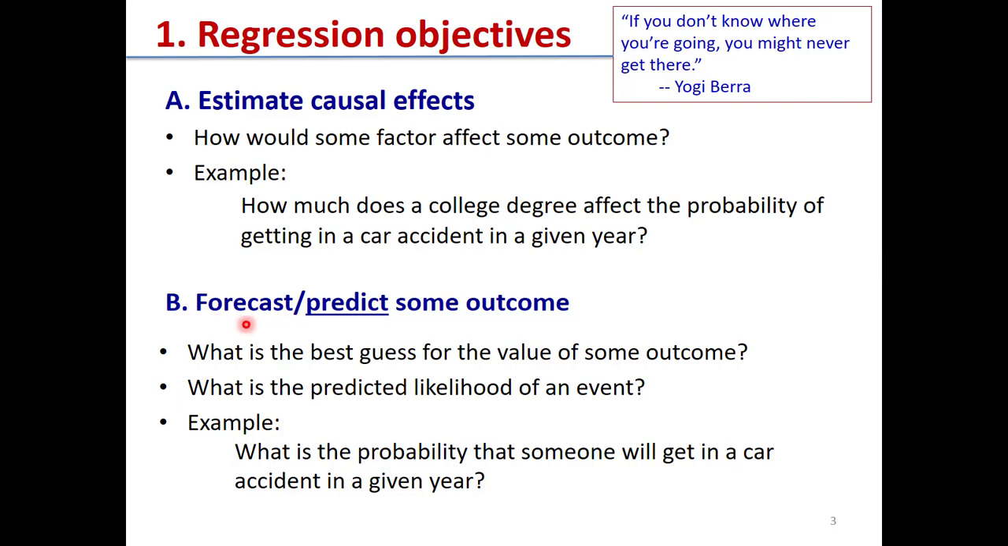Next, regressions are often used to forecast or predict some outcomes. You may want to know, what is the best guess for the value of an outcome? What's the predicted likelihood of some event occurring? In contrast to the above, you may want to ask, what's the probability that someone will get in a car accident in a given year? And maybe whether someone has a college degree could actually help predict that outcome. Your objective isn't to find the causal effect of the college degree, but rather to use that to get a better forecast of the likelihood that someone gets in an accident. That is what an insurance company trying to set prices for different types of people would be more interested in.